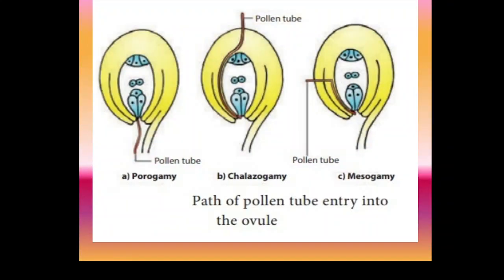The first one is porogamy, the second one is chalazogamy, and the third one is mesogamy. Micropyle has P and porogamy has P, so you can remember it in this way. Chalazogamy is with the chalazal tissue, you can just remember it. And mesogamy, how do you remember it? Mesogamy is through the middle portion. You can see the middle portion. So middle has M, and mesogamy has M.